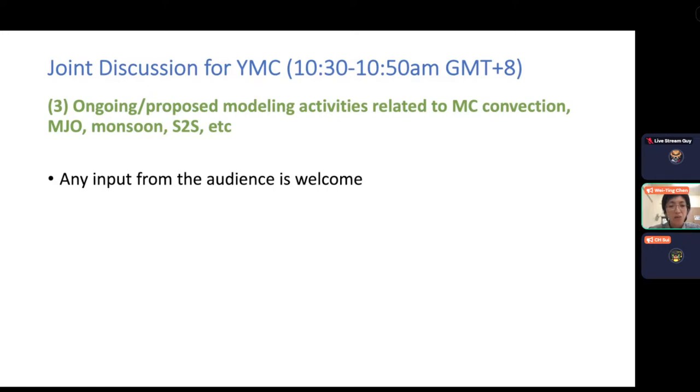So I think in Taiwan, we actually have many people working on the monsoon and convection, from the severe weather time scale to the longer intraseasonal time scale. So I think the YMC talks today will offer a lot of stimulation to everybody here.